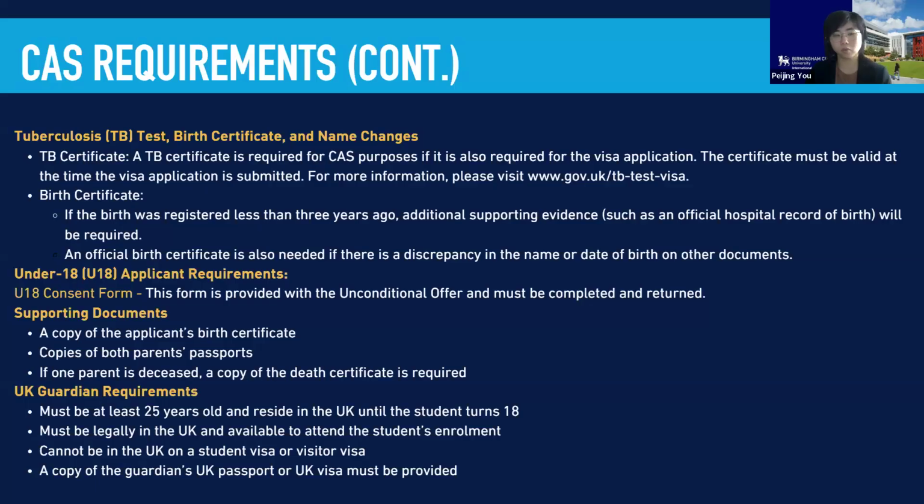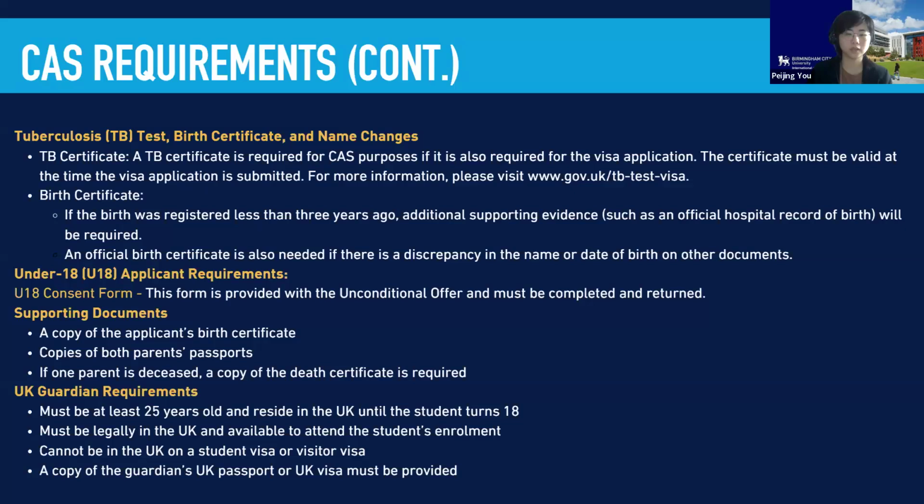And you will need to appoint a UK guardian, someone in the UK to be your guardian until you turn 18. This person needs to be at least 25 years old and be able to attend your enrollment with you. This person cannot be on a student visa or a visitor visa. Any other type of visa that's valid during the period that you're still under 18 and they're living in the UK, you can appoint that person as your guardian.